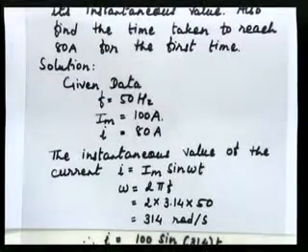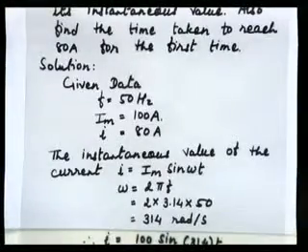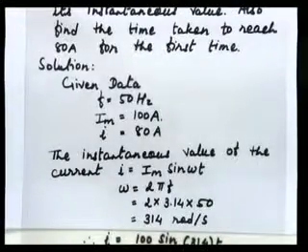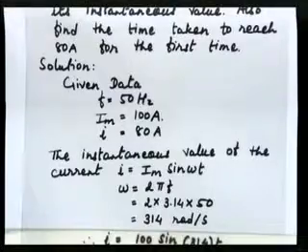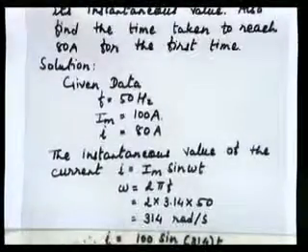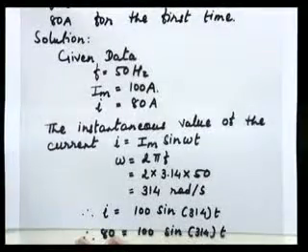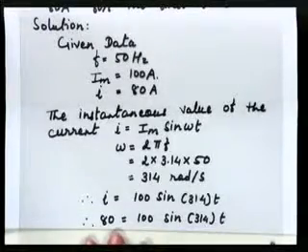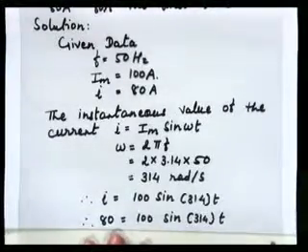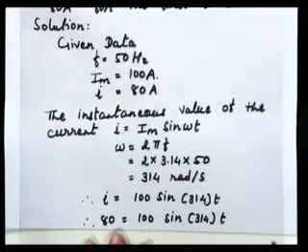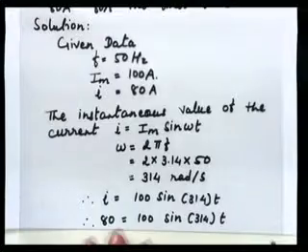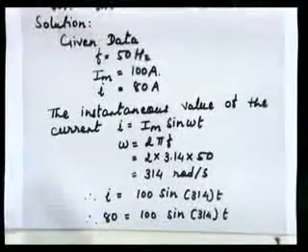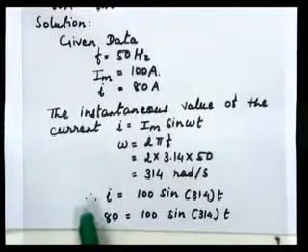First of all you have to find the instantaneous value of the current I. Equation of I is equal to Im sin omega t, and omega is equal to 2 pi f. Frequency is 50 Hz, so omega is equal to 2 into 3.14 into 50, so our answer is 314. Unit of omega is radian per second. So you can use this value in the above equation: I is equal to 100 sin 314 t. Now 80 is the instantaneous value of current which is given in the data.